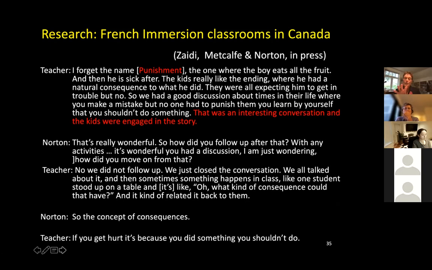So very interesting, when children read stories, they do see that the story potentially has a certain moral, and that moral or that message can be applied in a number of different contexts. So the concept of consequences, the teacher said, if you get hurt, it's because you did something that you shouldn't do. So it was very interesting to see what the French immersion teachers thought about these storybooks and the ways in which they could use these storybooks to link children in the home with children in the school.